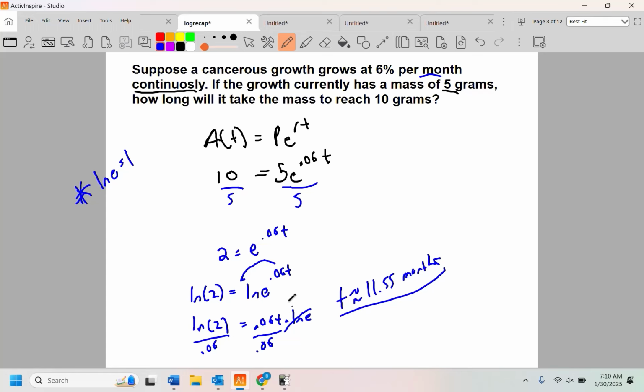Cancer's bad stuff. It got my mama when I was a kid.